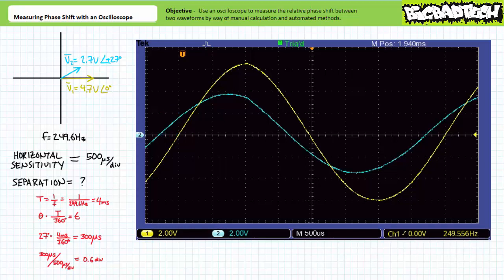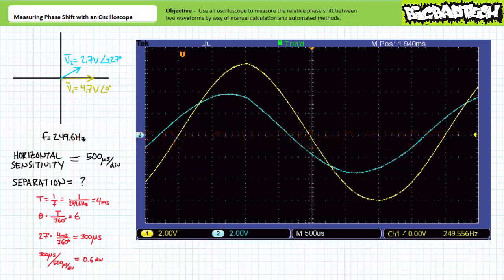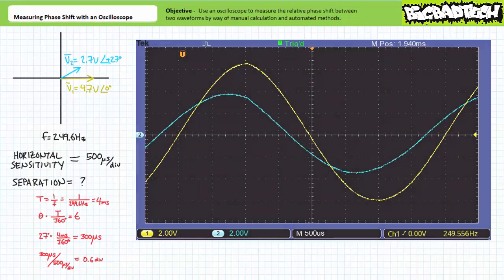This goes to show you that you should be capable of predicting how waveforms relate to one another in advance. In summary, do the calculations first. If your observed results don't match your calculations, perform a tactical retreat and reassess your as-built circuit, or revisit your calculations. Moving on. If the manual calculation of phase shift seems low-tech and somewhat inaccurate, you're right.